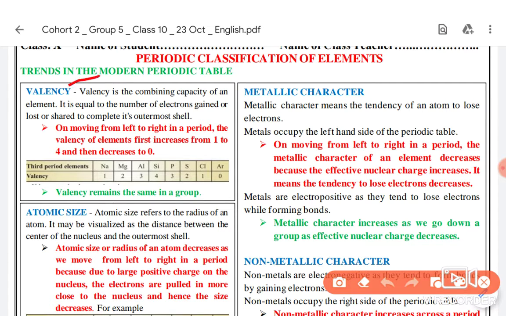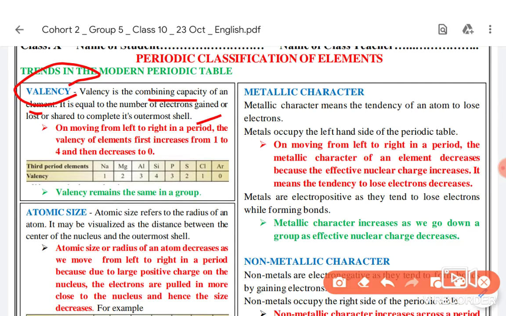For example, first we will see valency, how the valency varies going from up to down in a group or from left to right in a period. So as you all know, what is valency? Valency is the combining capacity of an element. Combining capacity means how many electrons it has to lose or gain.